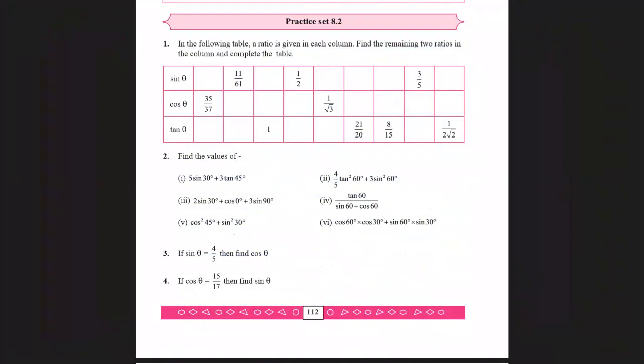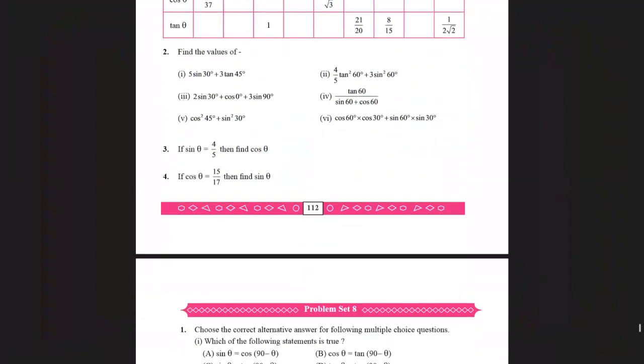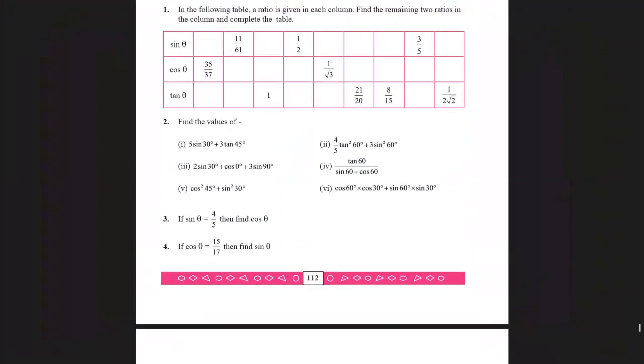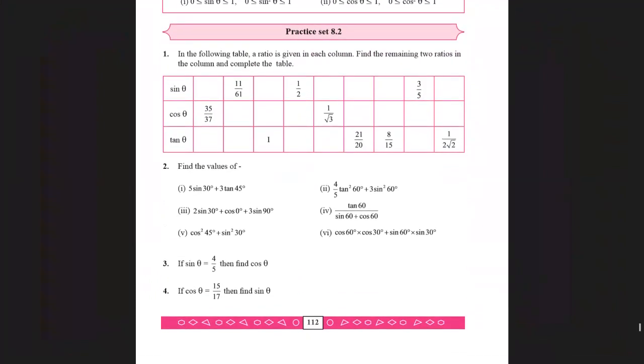Question number 2, I have done 1, 4, 5 and 6. So now only 2 sums are left which you can do. Question number 3 and 4 are exactly like the one that we have solved in this table. So you should be able to do it. You can use the trigonometric equation sin square theta plus cos square theta equal to 1 and solve it, or using method 2, whichever you feel is easy for you.